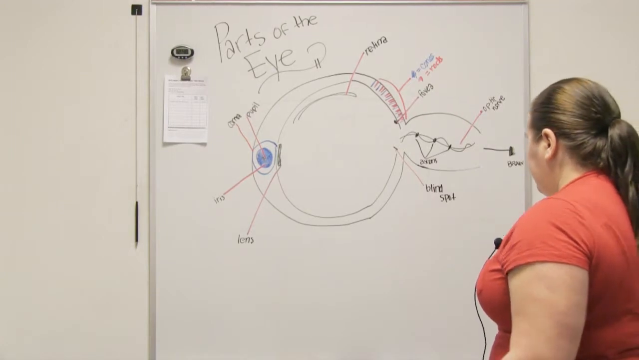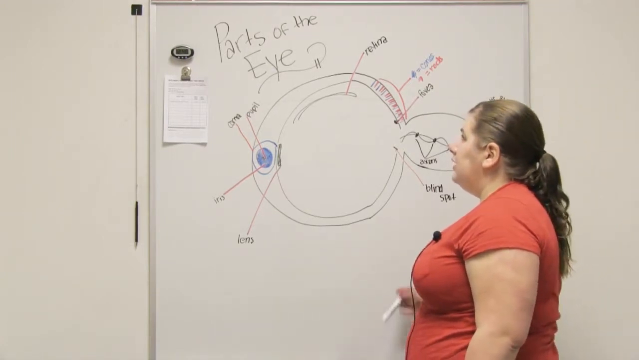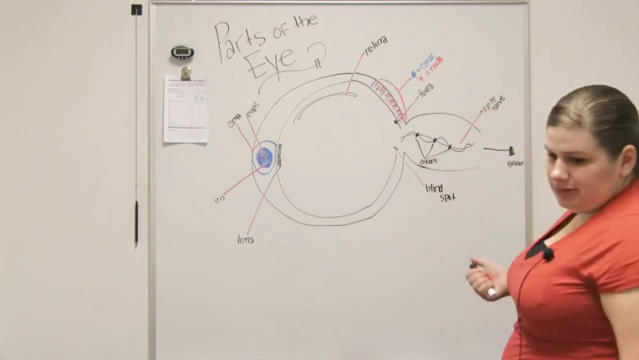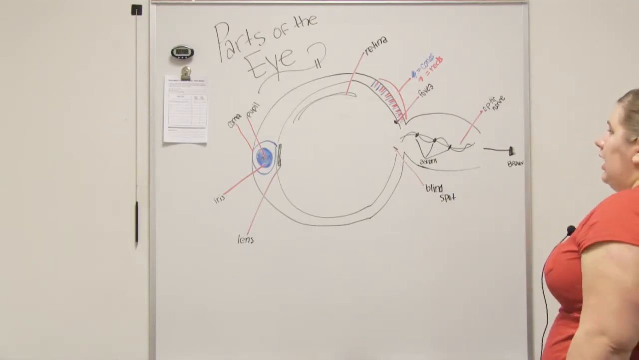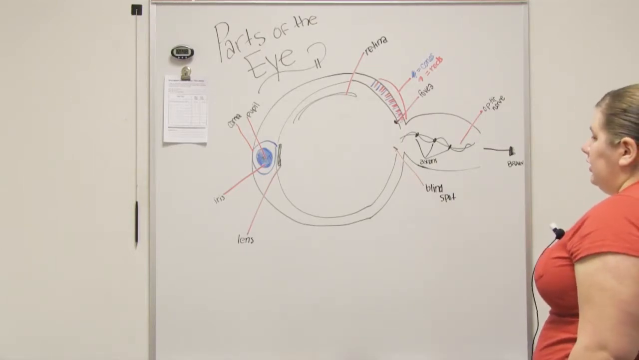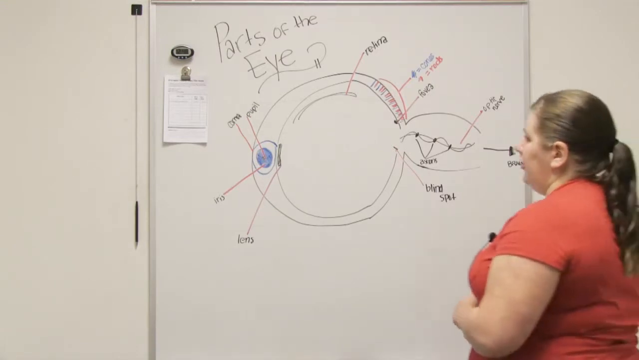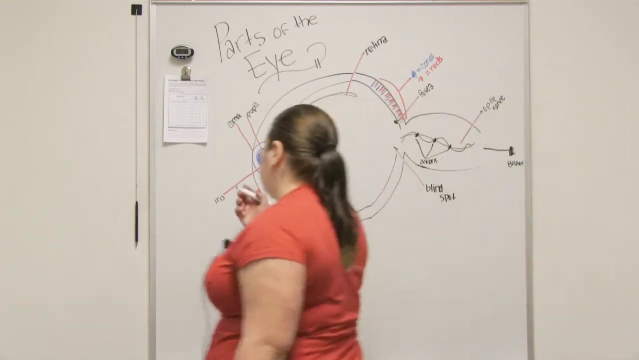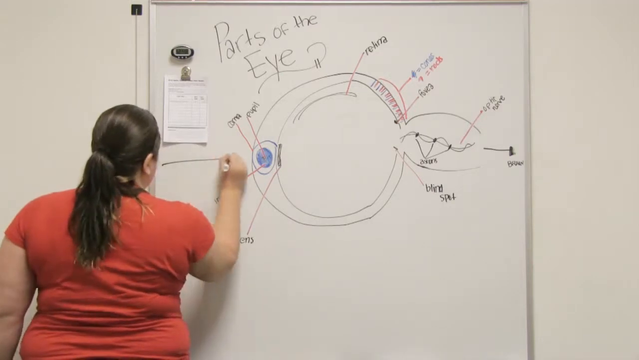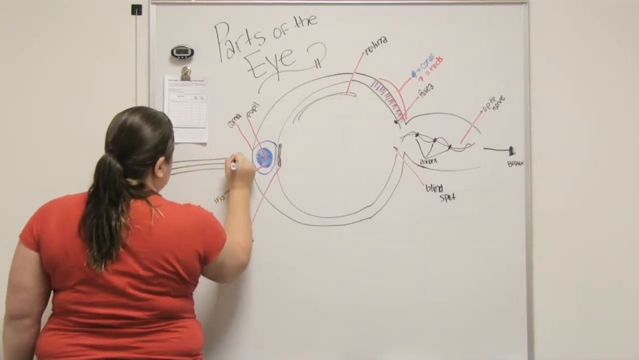Okay, so when we talk about the parts of the eye, we do this in the sensation chapter so that we can fully understand how the eye works and how that sense of sight works. So we're going to talk about how we see things through light. So this is going to be our light coming into the eye.